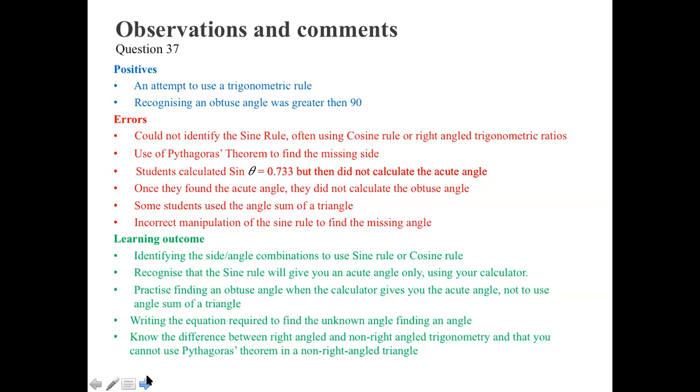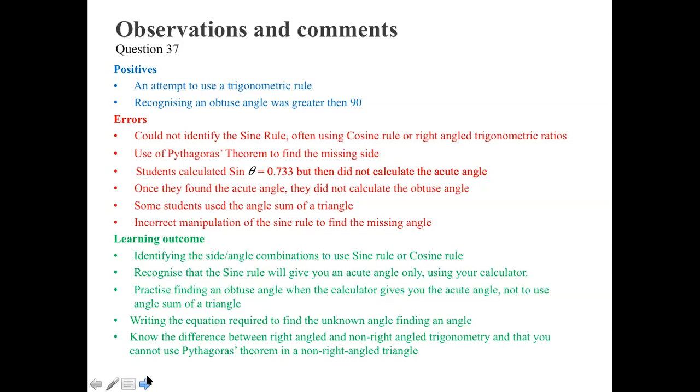When they are using the sine rule, obviously, if the question tells them that they need to work out an obtuse angle, they need to realise that the calculator will only give them the acute angle. I think a lot of kids struggled with this section. So they didn't know that that's what they had to do. So we need to make sure we're practicing finding obtuse angles when the calculator will give you an acute angle, but not using the angle sum of a triangle, which we actually saw some people recognise that was acute, but just do an incorrect step after that.